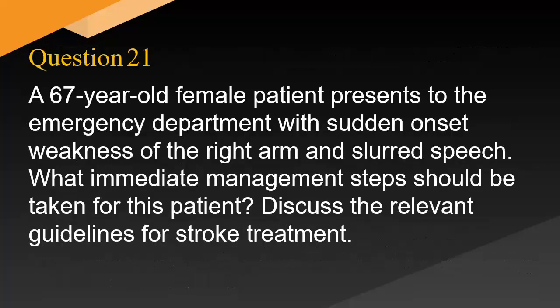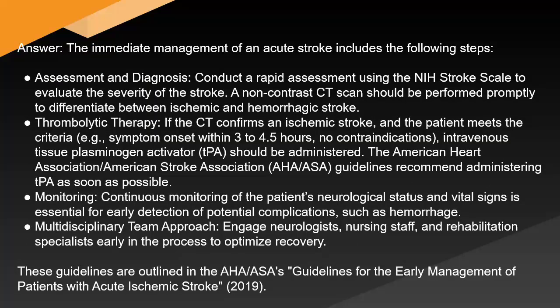A 67-year-old female patient presents to the emergency department with sudden onset weakness of the right arm and slurred speech. What immediate management steps should be taken for this patient? Discuss the relevant guidelines for stroke treatment. Answer: the immediate management of an acute stroke includes the following steps.